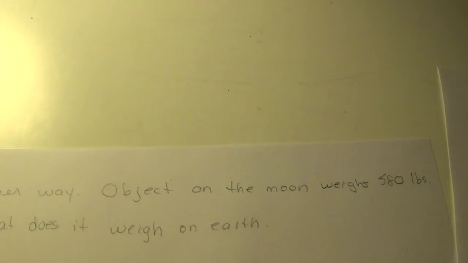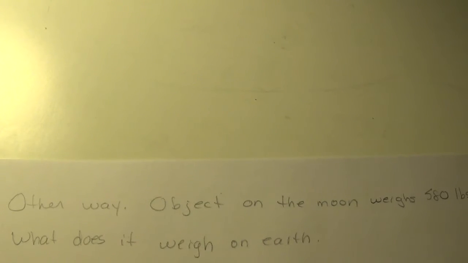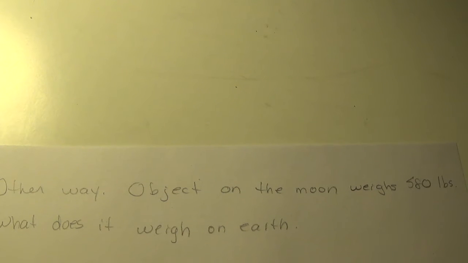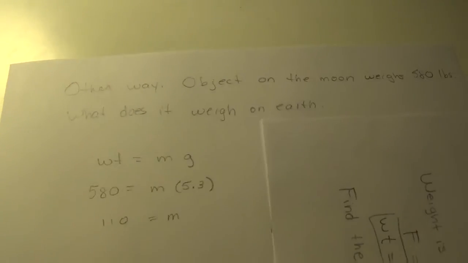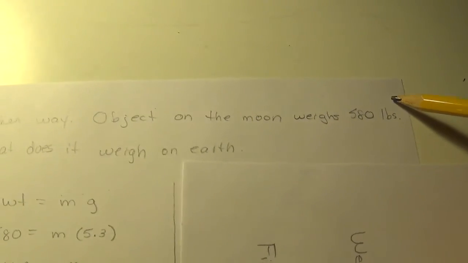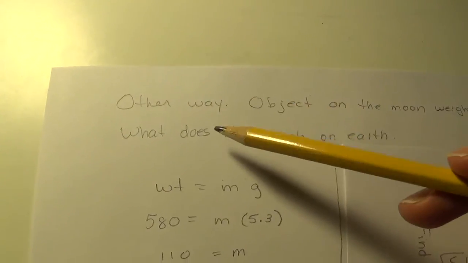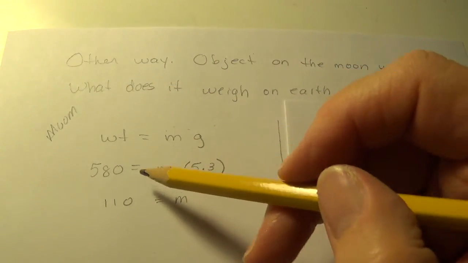All right, let's go the other way and we'll call it a day. The object on the Moon weighs 580 pounds. Let's calculate what it weighs on Earth. Again, this is a two-part question. So we're going to take the information on the Moon, because that's what I have. I have weight equals mg. I'm given the fact that it weighs 580 pounds on the Moon. So this is the Moon side. And the weight equals mg, 580.